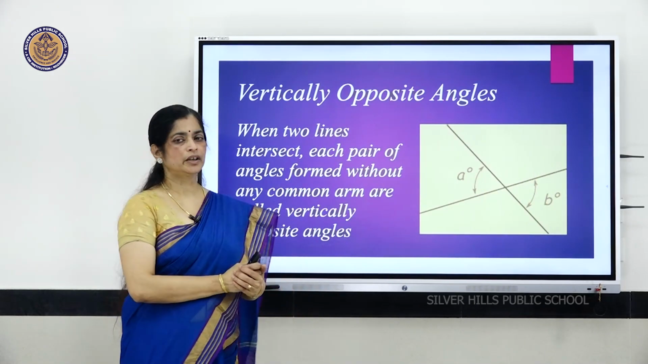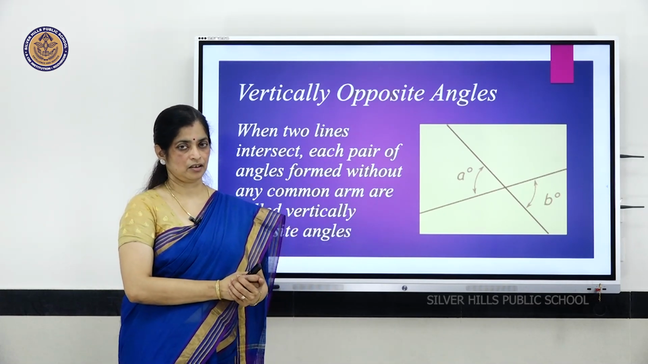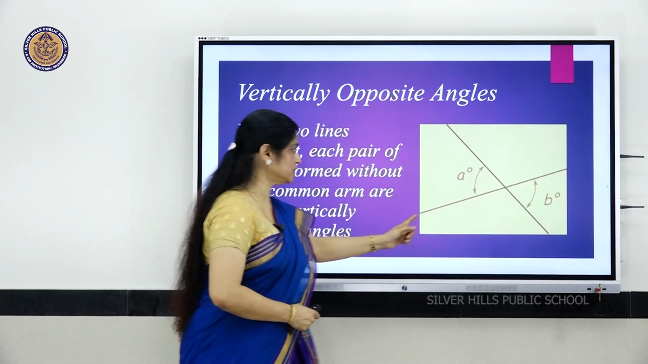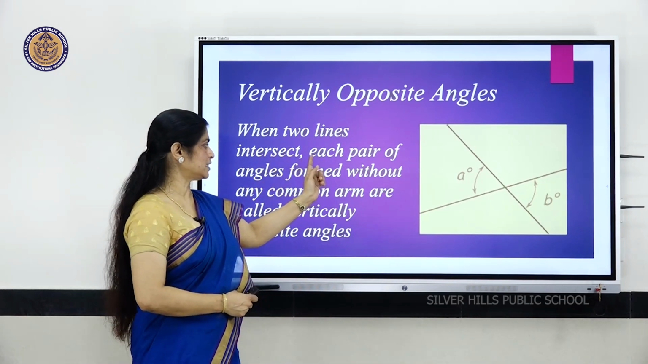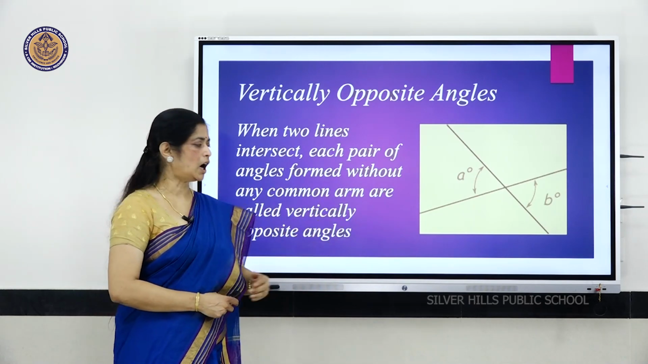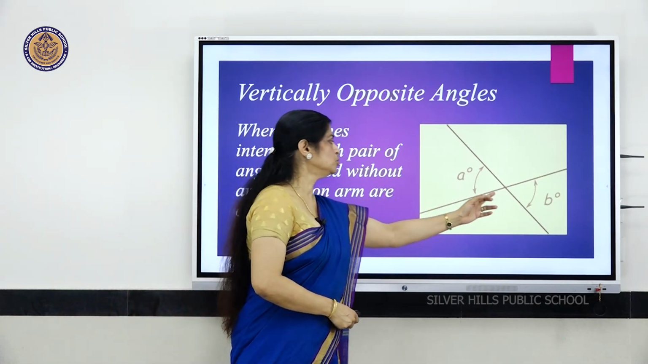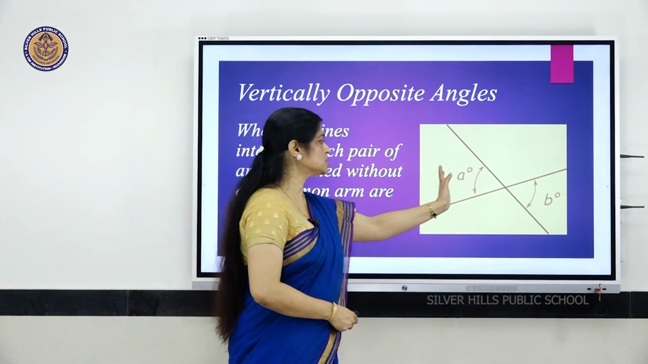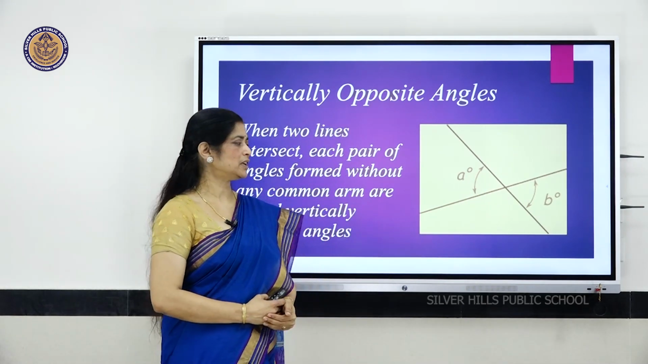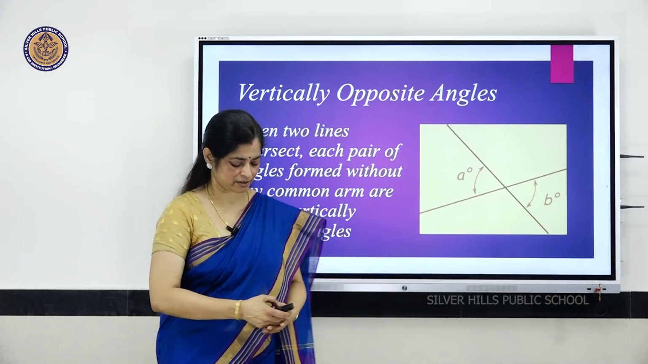Next is vertically opposite angles. When two lines intersect, opposite angles are formed. You can see that these are the two lines. When two lines intersect, each pair of angles formed without any common arm are called vertically opposite angles. There is no common arm here. They are just forming opposite angles. They are called vertically opposite angles. You get these angles when two lines intersect.